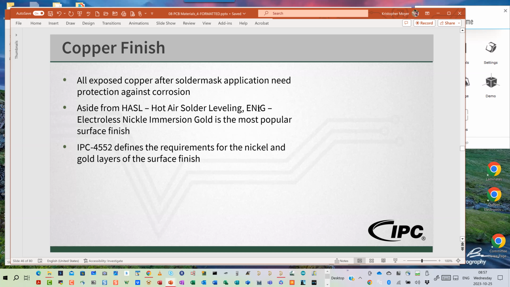Immersion silver is as corrosive as pure copper. It's a much lower cost alternative to ENIG, because silver is definitely cheaper than gold, and you don't have to put the nickel layer in, so it's half the process steps. But the silver now requires extra special processing care, and pretty much if you're going to do immersion silver, you want to go right from fabrication directly into assembly.